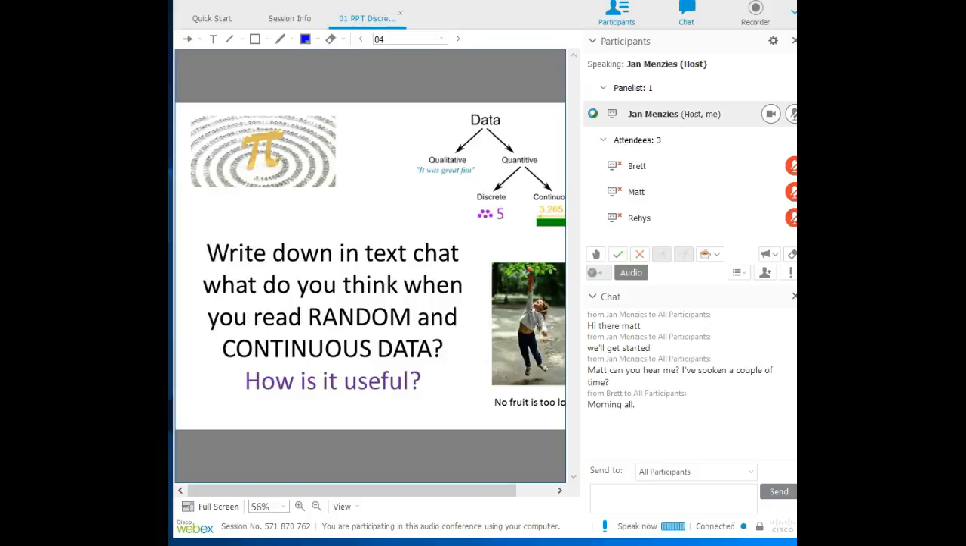So can you just do this? Can you write down in text chat? I'm just going to give you 2 or 3 minutes. What comes to your mind when you read the words random and continuous data?